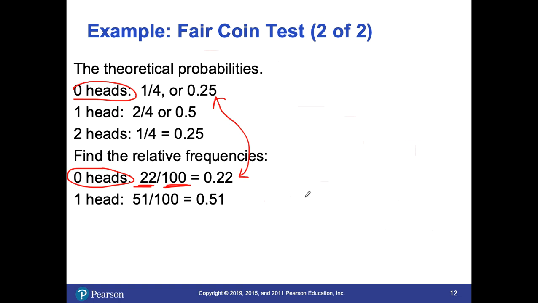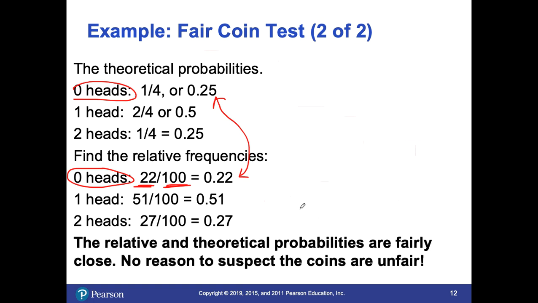And then, for the relative frequency of one head, I ended up getting 0.51, and for two heads I ended up getting 0.27. Now notice the frequencies, or the probabilities, excuse me, are not quite the same, are they? So are the coins unfair or not? Well, the answer is no.